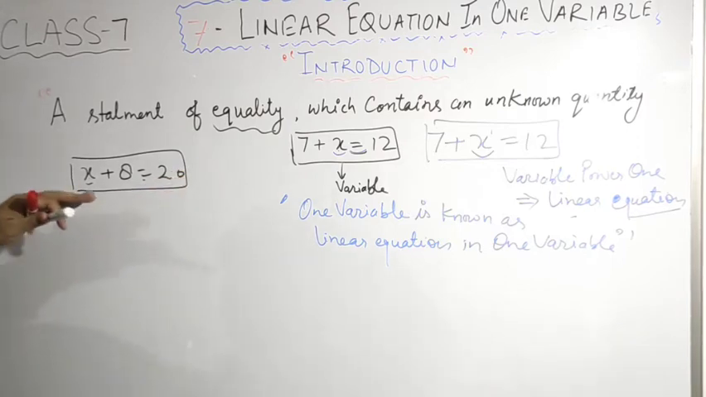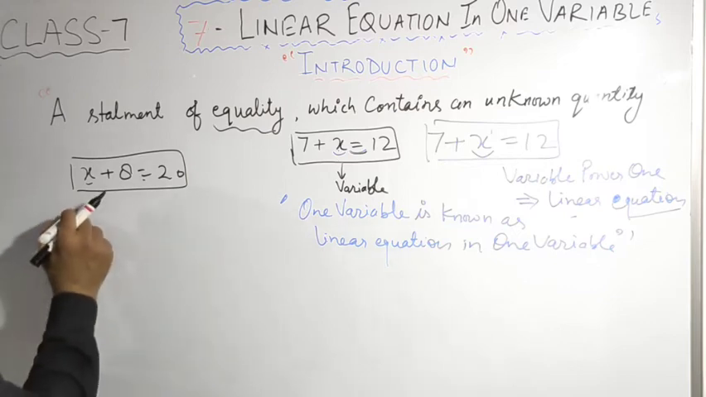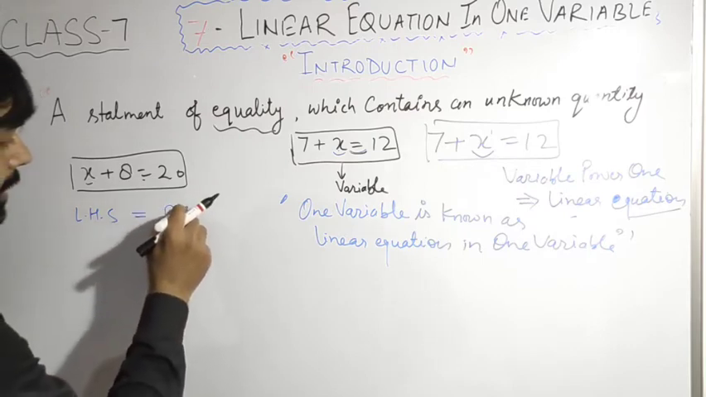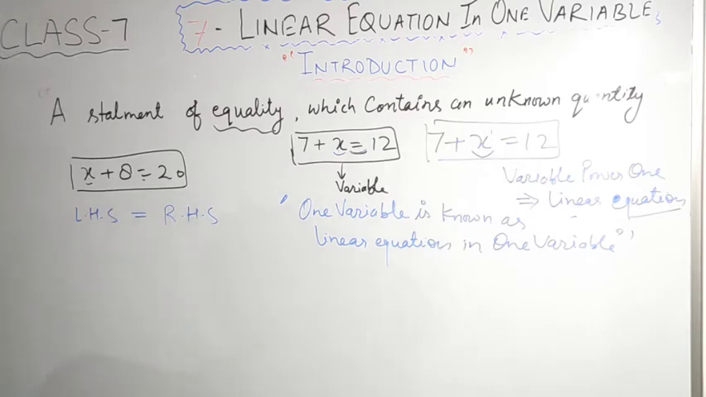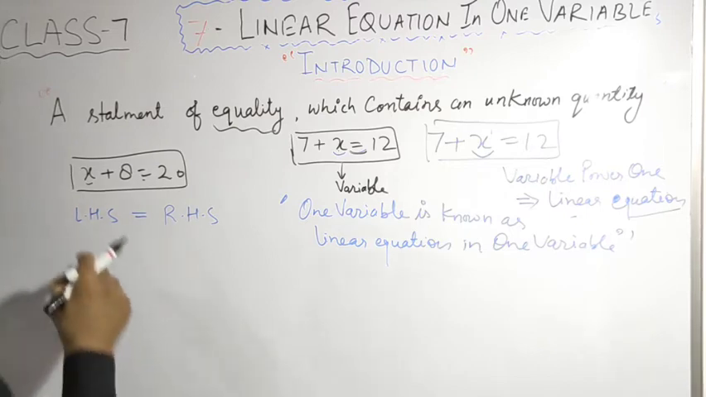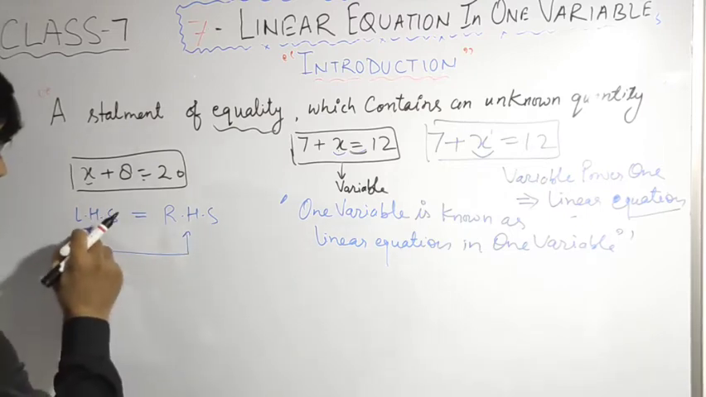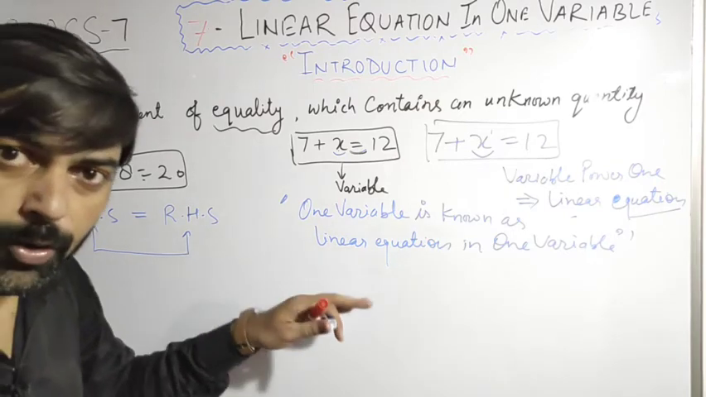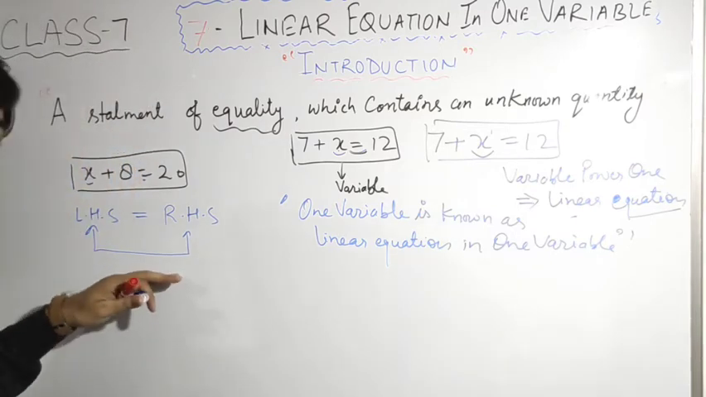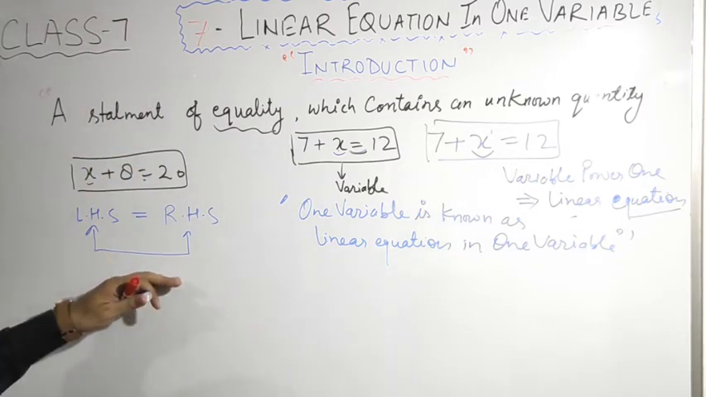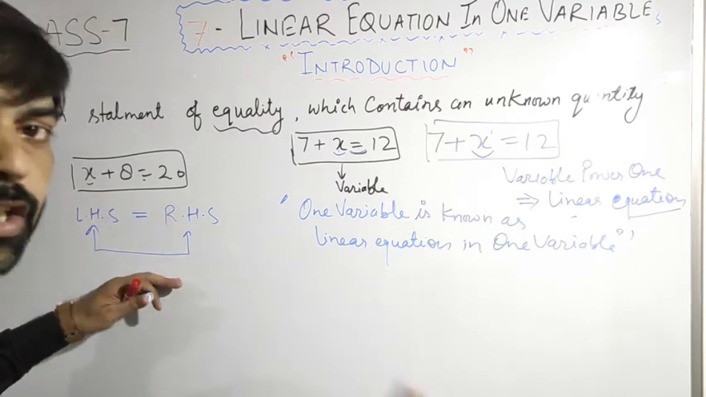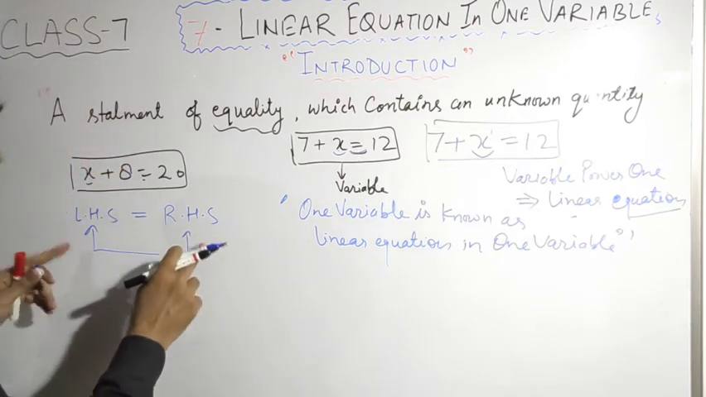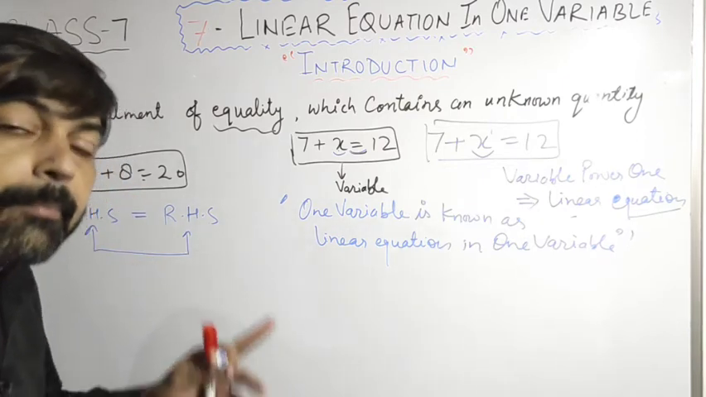And what is the condition? The condition here is that the left hand side should be equal to the right hand side. Understood? This condition should hold in an equation, only then will the equation be satisfied, meaning that equation statement will be true. If the condition is not met, we make both sides equal by the rule.